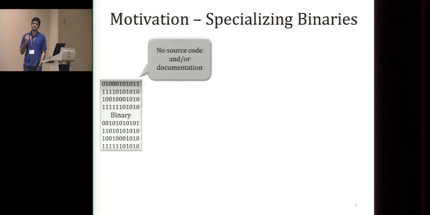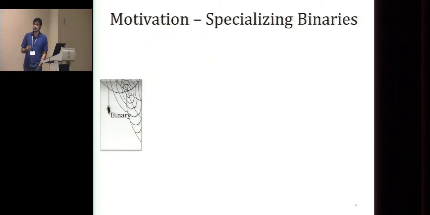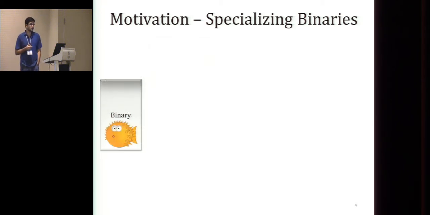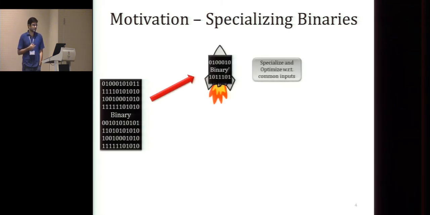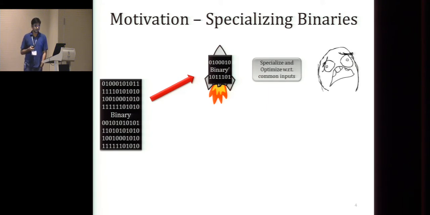So first of all, why do we need partial evaluation of machine code? Well, suppose you have a binary that lacks source code and/or documentation. This binary could be an old legacy binary, or it could be a bloated piece of software downloaded from somewhere. Now suppose that there is a set of very frequently used inputs to this binary, and we would like to create an optimized version of this binary that we can execute specifically for those inputs. However, existing binary rewriting tools cannot specialize a binary with respect to common inputs.